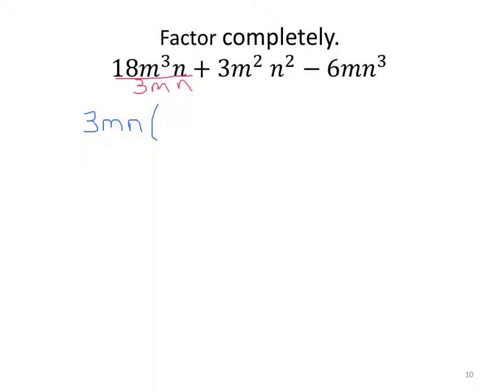And so for your first term, you have 18 divided by 3 is 6, m cubed divided by m is m squared, n divided by n is 1. In your next term, you have 3 divided by 3 is 1, m squared divided by m is just m, so we have m, and n squared divided by n is just n. And in your third term, 6 divided by 3 is 2, m divided by m is 1, so you have 2, and then n cubed divided by n is n squared.